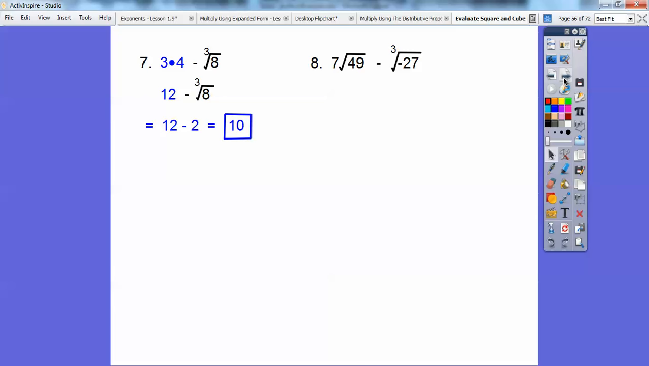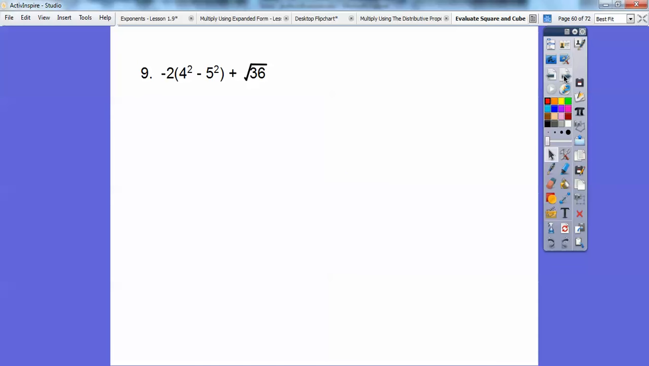Okay, 7 root 49 minus the cube root of negative 27. Okay, so the square root of 49 is 7. The cube root of negative 27 is negative 3. Okay, so here 7 times 7 is 49. And then minus a minus becomes a plus. Remember, we add the opposite, so 49 plus 3 is 52. Okay, kind of tricky.